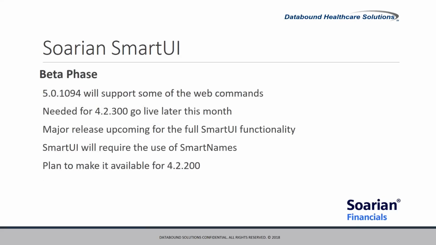Okay, so kind of wrapping this section up, 1094 is going to support some of the web commands. We're going to use it where we have to, where there are things that we are not addressing in the legacy way of dealing with Soarian. And that is because it's necessary for 42300. We've got a couple of the sites that are going live this month, so we want to be ready to be able to support that.